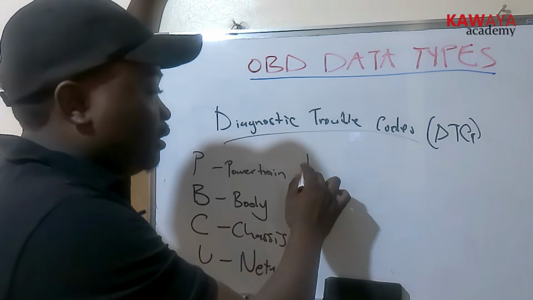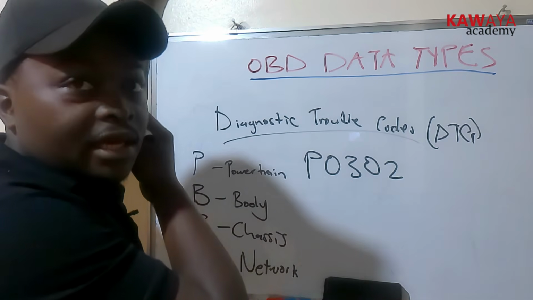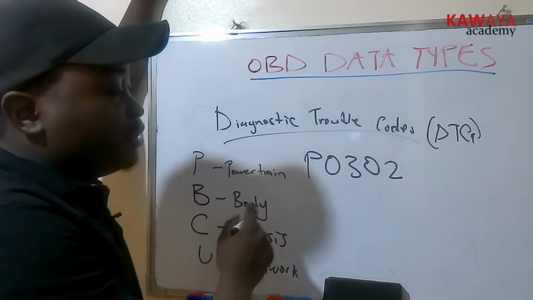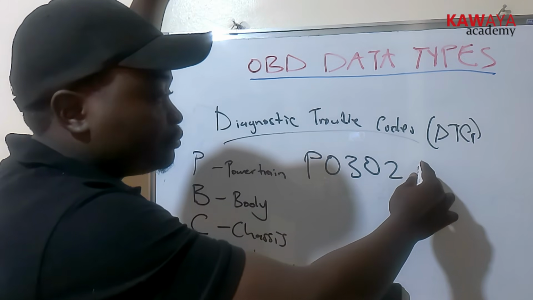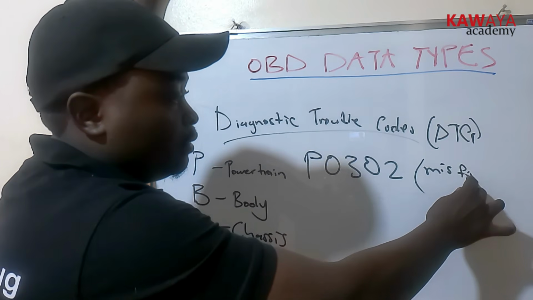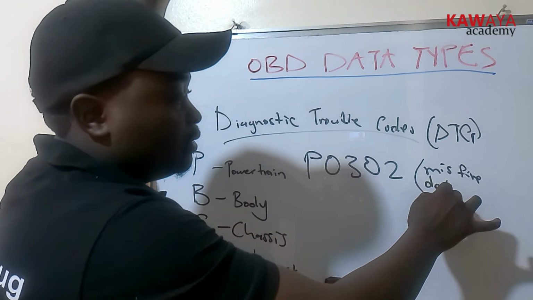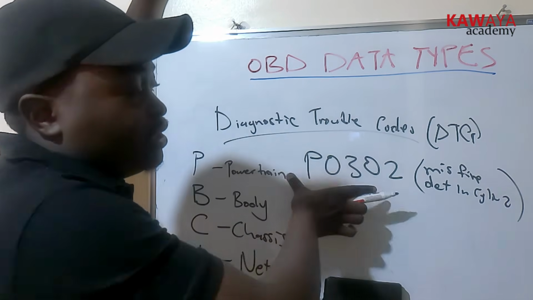Okay, so let me give you a sample code. Let's say P0302. Now this one is a powertrain code, of course, because it's starting with the P. This basically signifies misfire detected in cylinder 2. So this is what this code means.